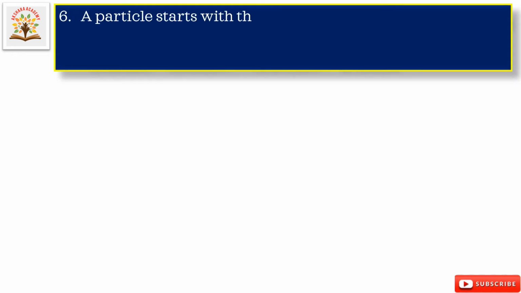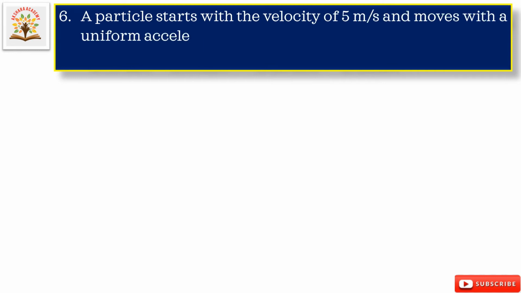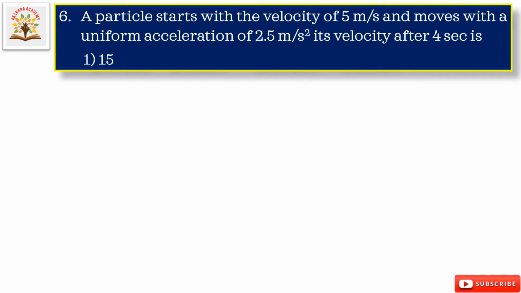A particle starts with the velocity of 5 meters per second and moves with a uniform acceleration of 2.5 meters per second square. Its velocity after 4 seconds is. Here we have to calculate the velocity after 4 seconds. Now let us go to the solution.